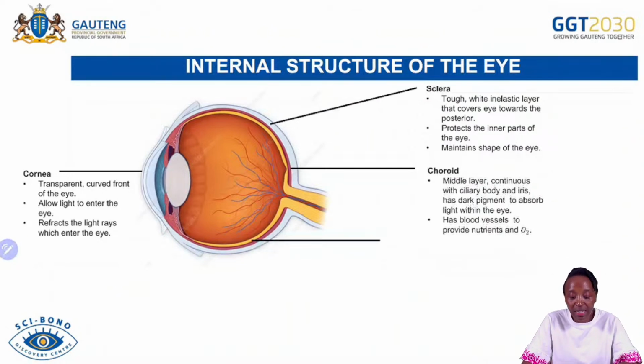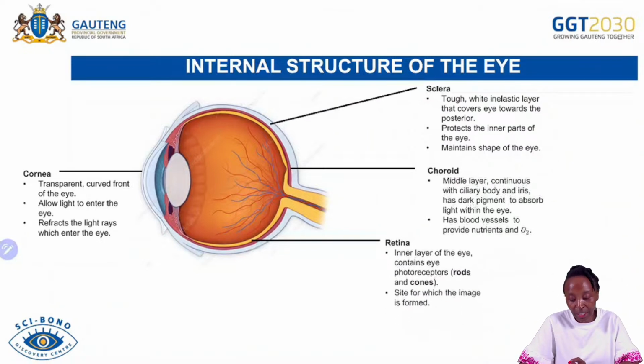And then the innermost layer, which is the retina, and here this is where we find the photoreceptors, and that is where then the stimuli, which is light, is converted into what? Into an impulse, and then it is transmitted to the brain. So this is where the sight or the image is formed. Like I said, it helps to convert the light stimuli into an impulse.